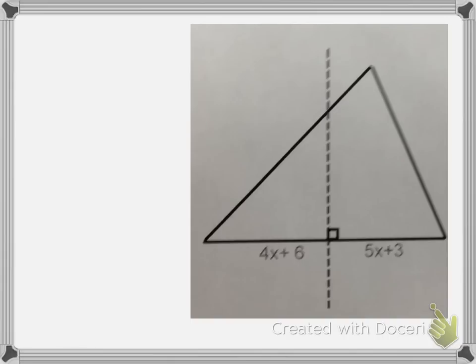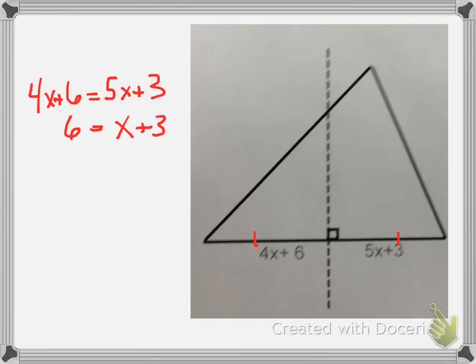All right, so let's just do a couple problems here. This one is saying this is an altitude, so that means that this side is equal to that side. So it would be 4x plus 6 equals 5x plus 3. All right, we're going to move the 4x, so we get x plus 3 equals 6. We're going to move the 3 over, and we get x equals 3.